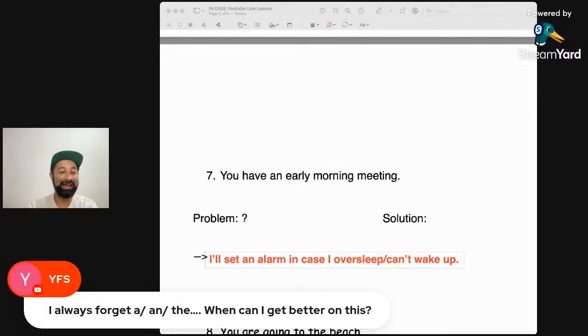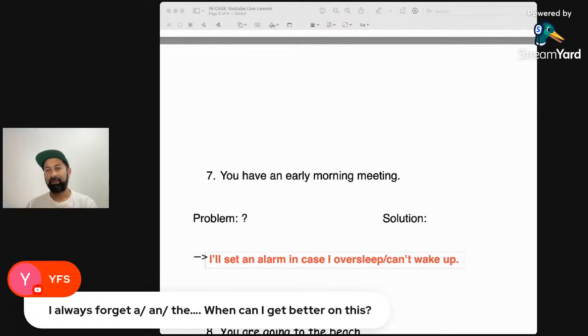YFS, I always forget a and the. When can I get better on this? Yeah, a and the is a difficult one. I'll give you a short answer right now, but I plan to do a live lesson on this. This is quite difficult for a lot of people, but I want you to think of it in a different way. A lot of people wonder, what do I use, a and the?